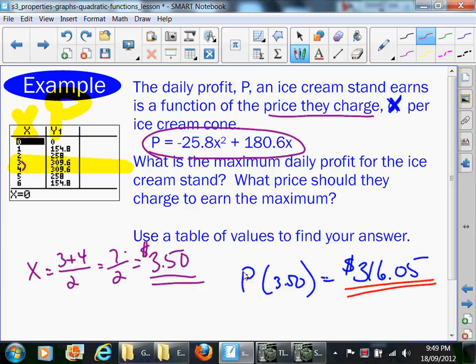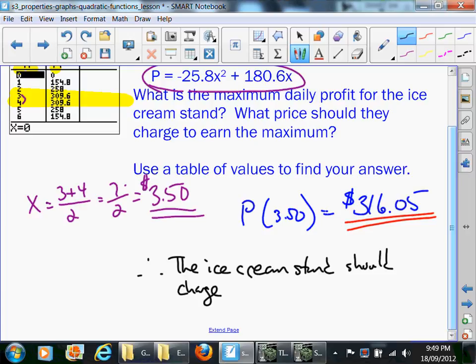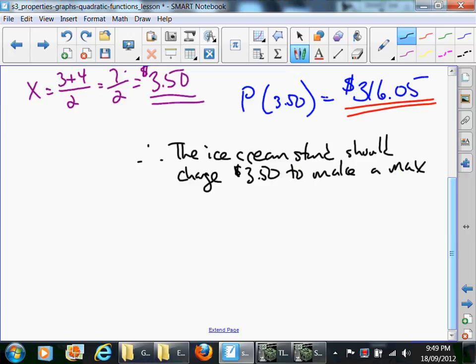And this value here is going to be the maximum value. That's the maximum profit. So we should make some kind of a therefore statement. Therefore, the ice cream stand should charge $3.50 to make a maximum daily profit of $316.05.